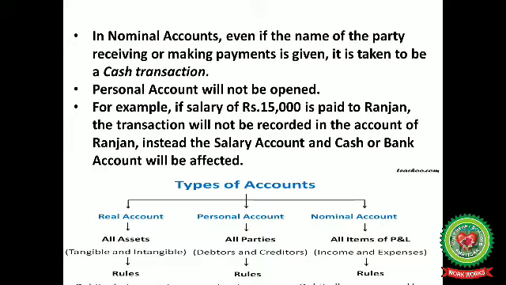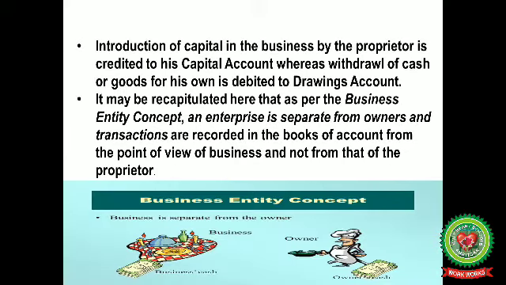You can see here in the chart also we have different types of accounts. One is real account, another personal account, and third is nominal account. Real account deals with all assets and liabilities. Personal account deals with different types of debtors and creditors, that is name of the persons and name of the business associates. And then the nominal account deals with the different items of profit and loss, that is income and expenses.